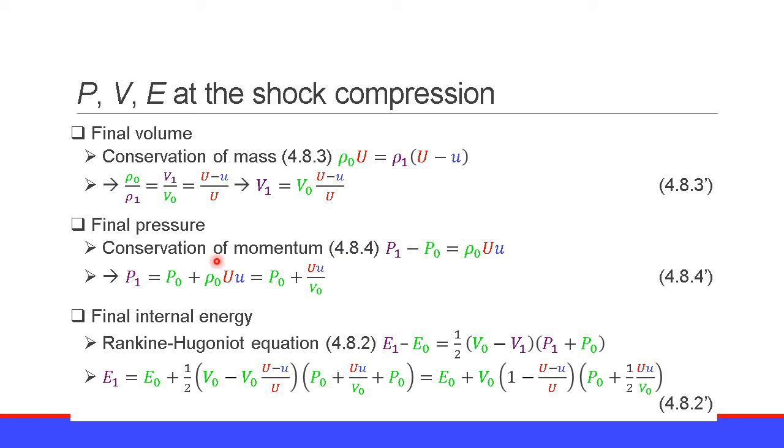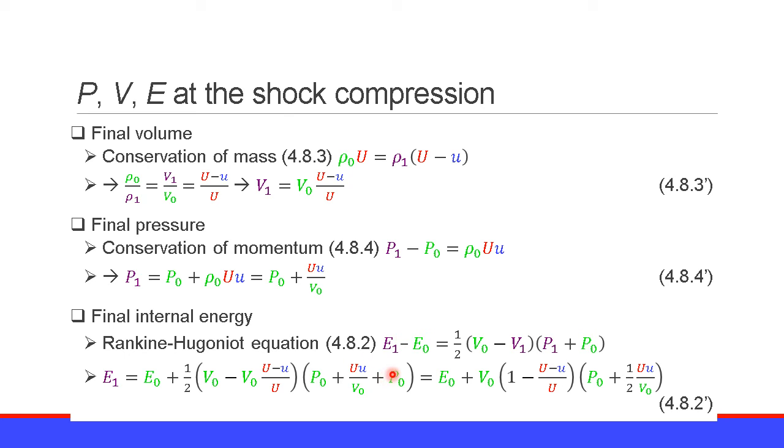And from the conservation of momentum, equation 4.8.4, P1 minus P0 equals rho 0 times large U, the shock velocity, times small u, the particle velocity, we can easily express the pressure after shock compression as the pressure before compression P0 plus the shock velocity U times the particle velocity u divided by the volume V0, equation 4.8.4 prime.